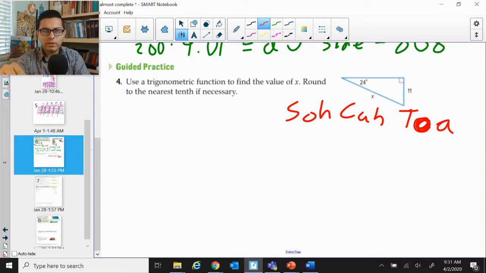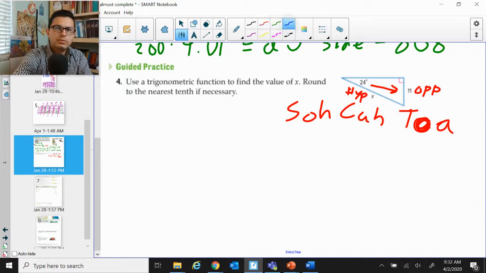First of all, 24 is our angle here, so what are we going to be working with? Well, we can draw an arrow across the triangle to get to 11. So that's going to be our opposite side. X, on the other hand, is our hypotenuse. Everybody should be able to identify the hypotenuse right away. H. So what are we going to use? Opposite and hypotenuse. It looks like sine is our guy.